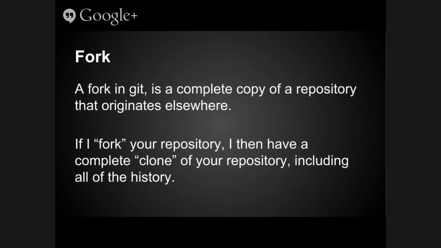A fork in Git is a complete copy of a repository that originates elsewhere. If I fork your repository, I then have a complete clone of your repository, including the entire history.